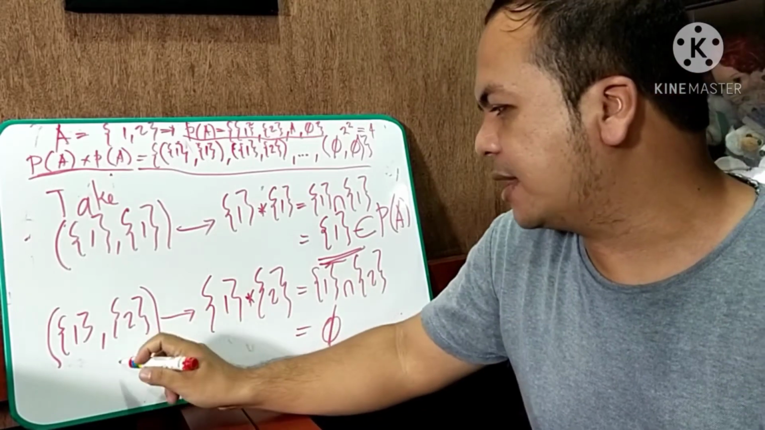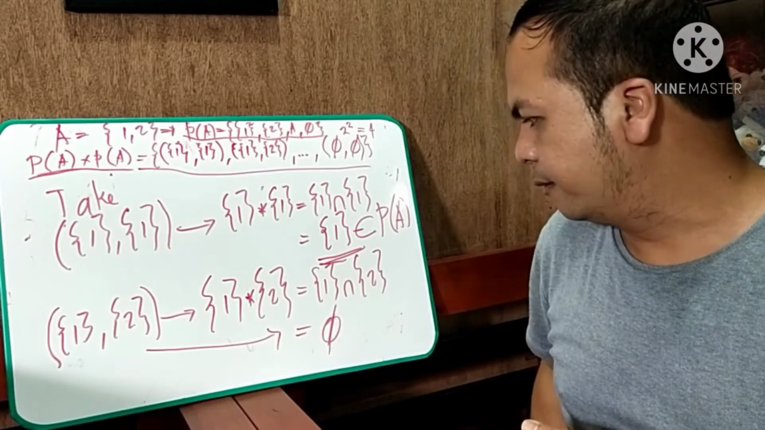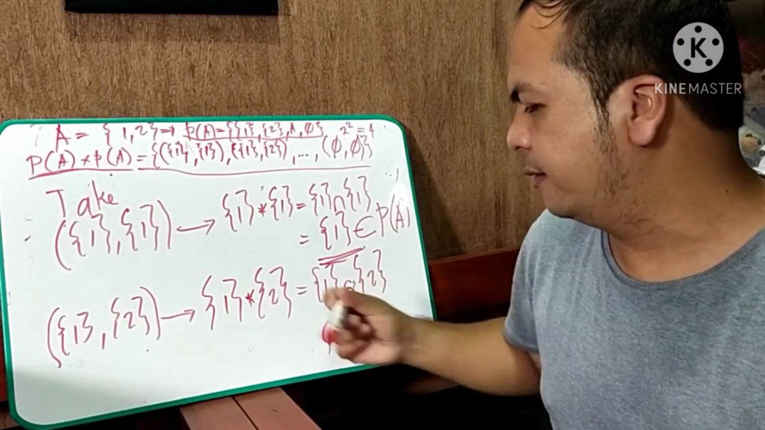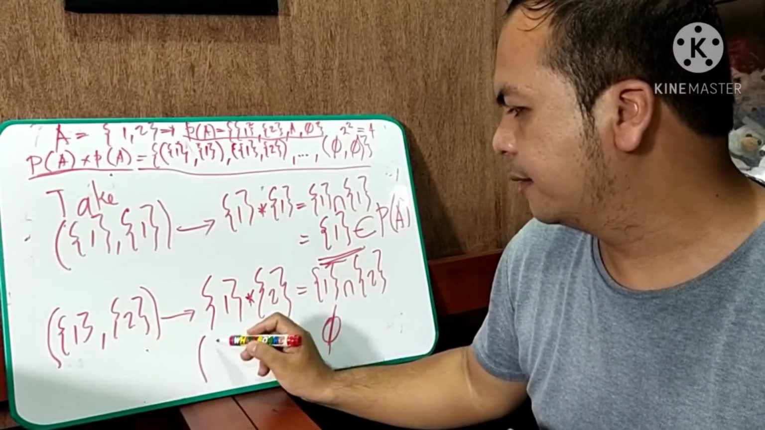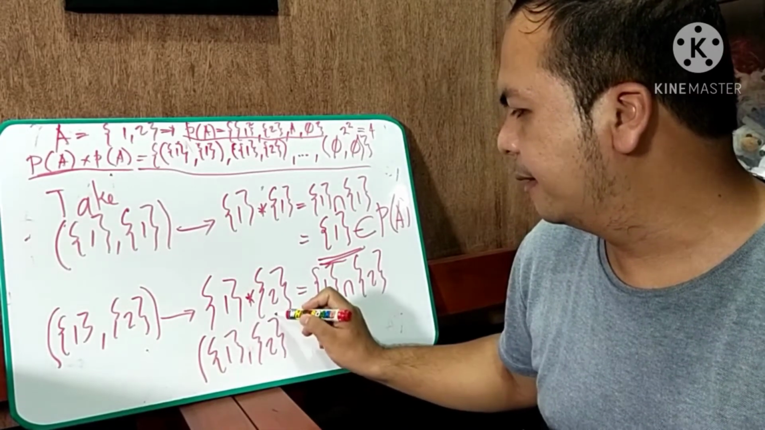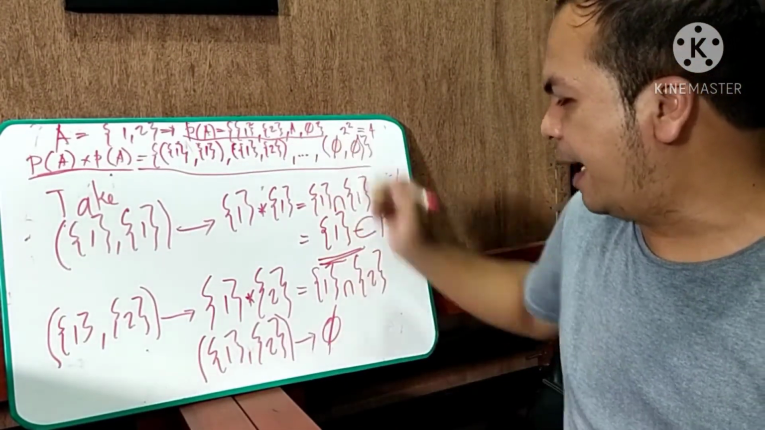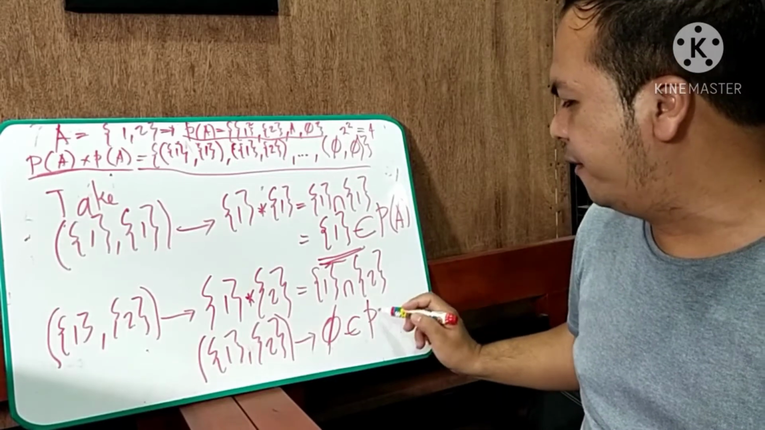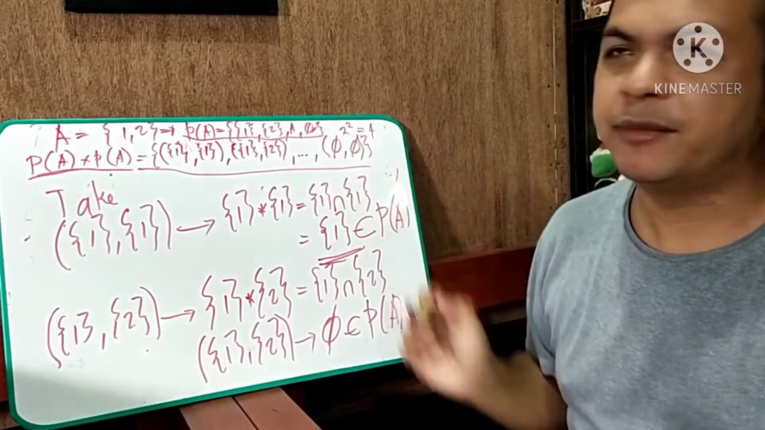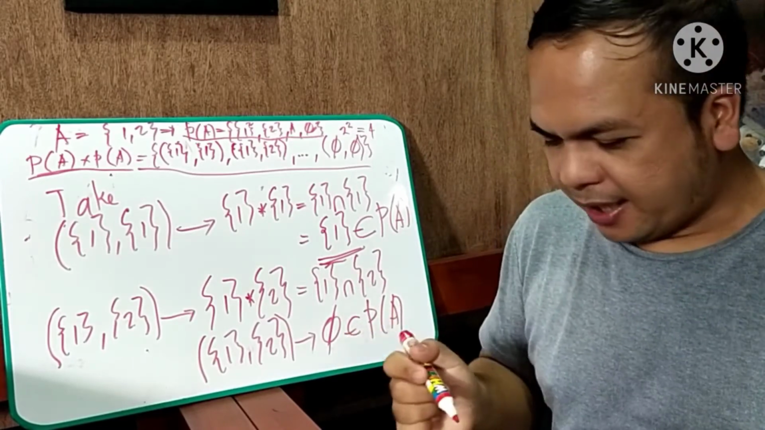So, meaning to say that this ordered pair is mapped to itong ordered pair na to. Itong ordered pair na to ay i-map natin siya sa empty set. And take note, the empty set is also an element of the power set of A. Ayun si empty set. Okay? So, ito si empty set. Okay. Siguro okay na yan.